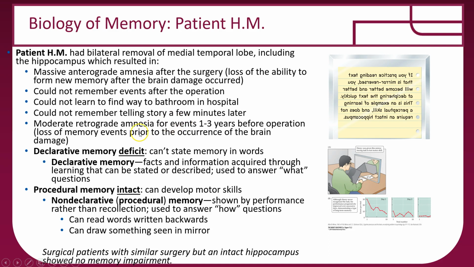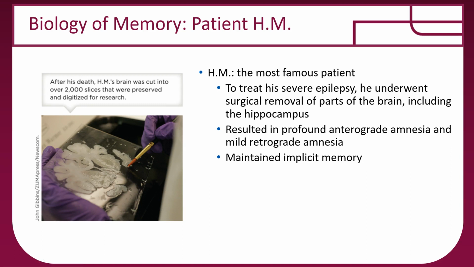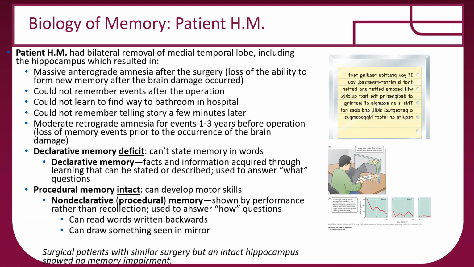So again, he had a declarative, or we would call it an explicit memory deficit, that he couldn't state memory in words. He couldn't learn any new facts or information after the surgery. So he couldn't learn who is the president now, or where do you live now if they move. They wouldn't remember his new address. But his procedural memory was intact, meaning he could develop new motor skills.